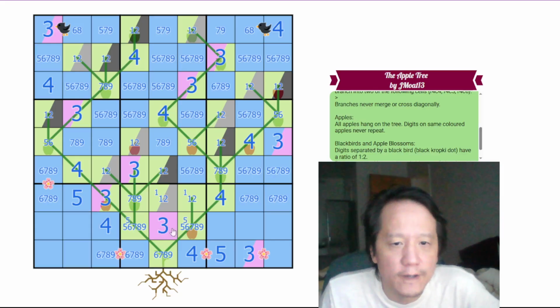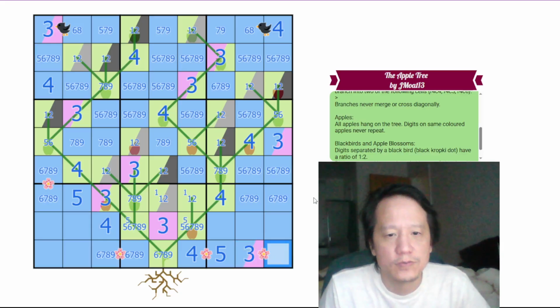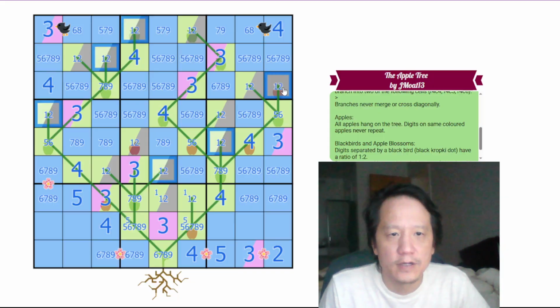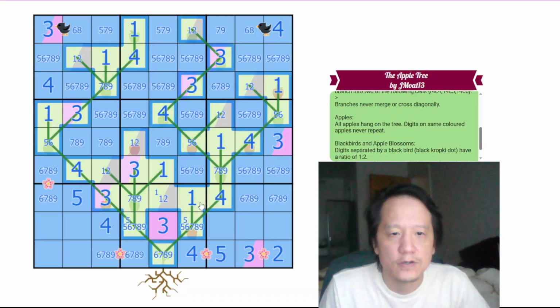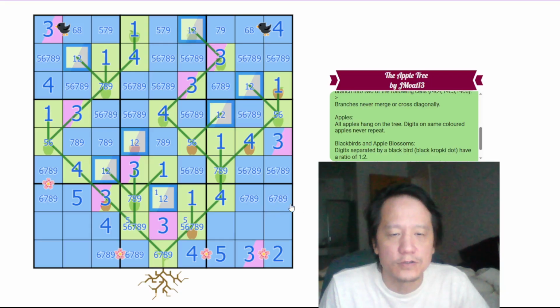Okay. 3 is consecutive with 2. Only out of 2, 3, 4, 5. So this must be 2. Which means the dark gray 1, 2 must be 1. So we can remove the coloring and make it blue or make it green. This is dark. So this is 1. That means for the other 1, 2s, those are all 2s.